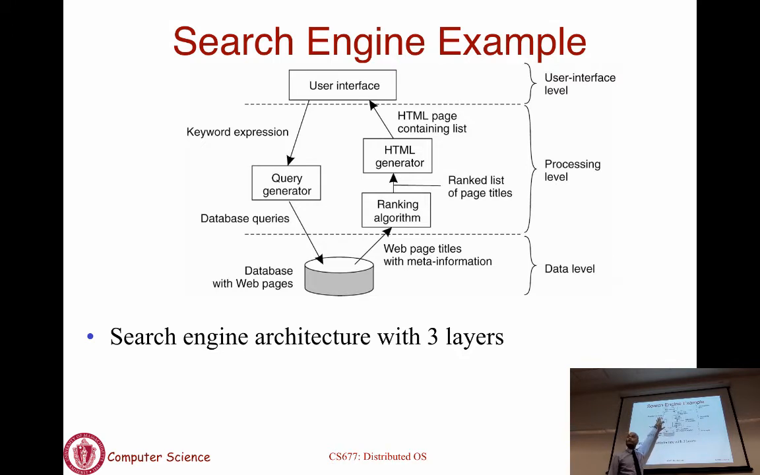And this is all the processing. There are many components here. There is the query generator, there's the ranking algorithm, the HTML generator. There will be many more that are not shown here. So that's a fairly complicated layer. And then you have the user interface, which in this case is straightforward. So keep this example in mind as we start digging deeper. Any questions on this?